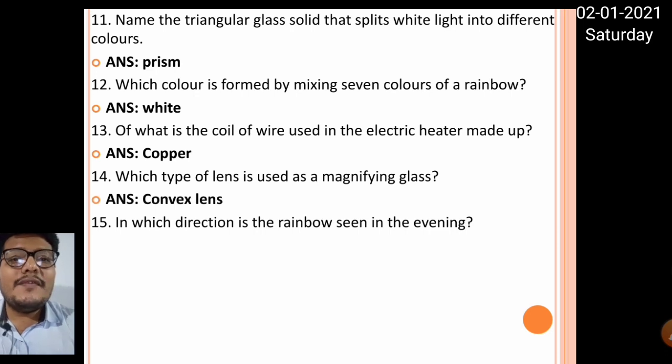Number 15, in which direction is the rainbow seen in the evening? If you're talking about evening, sun will be in the west, so your rainbow will form in the east direction, right? So this is your one word answer.